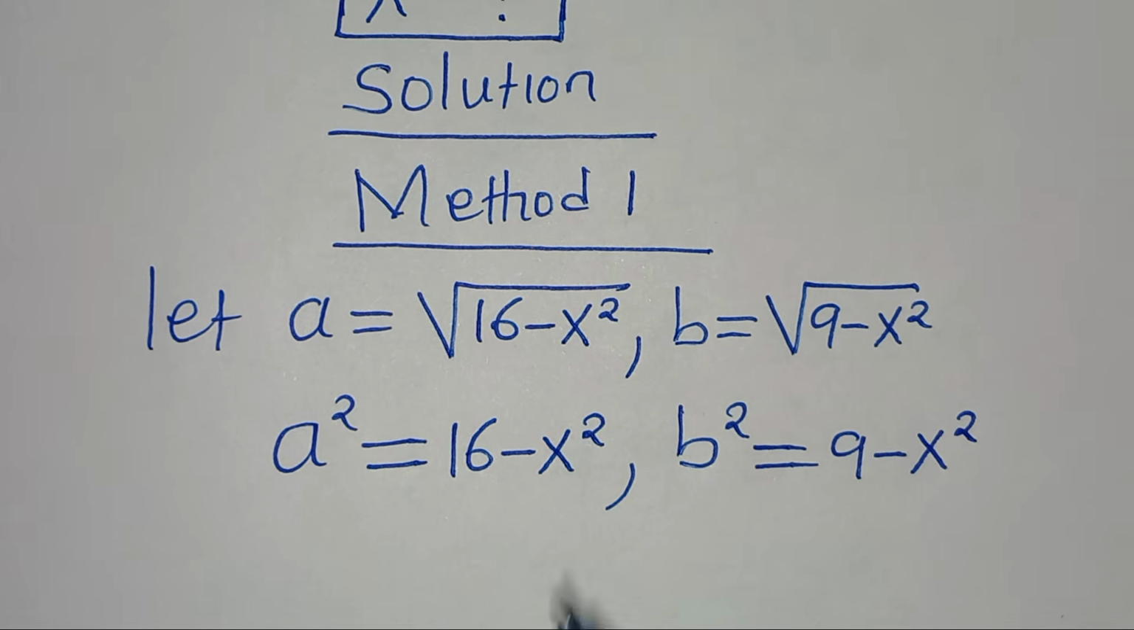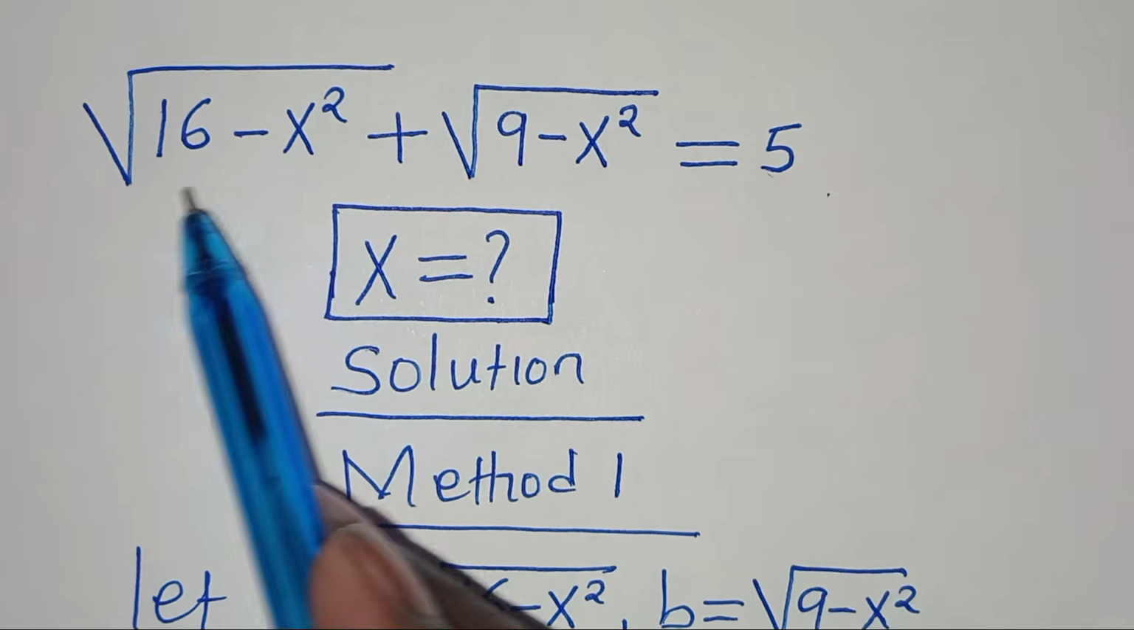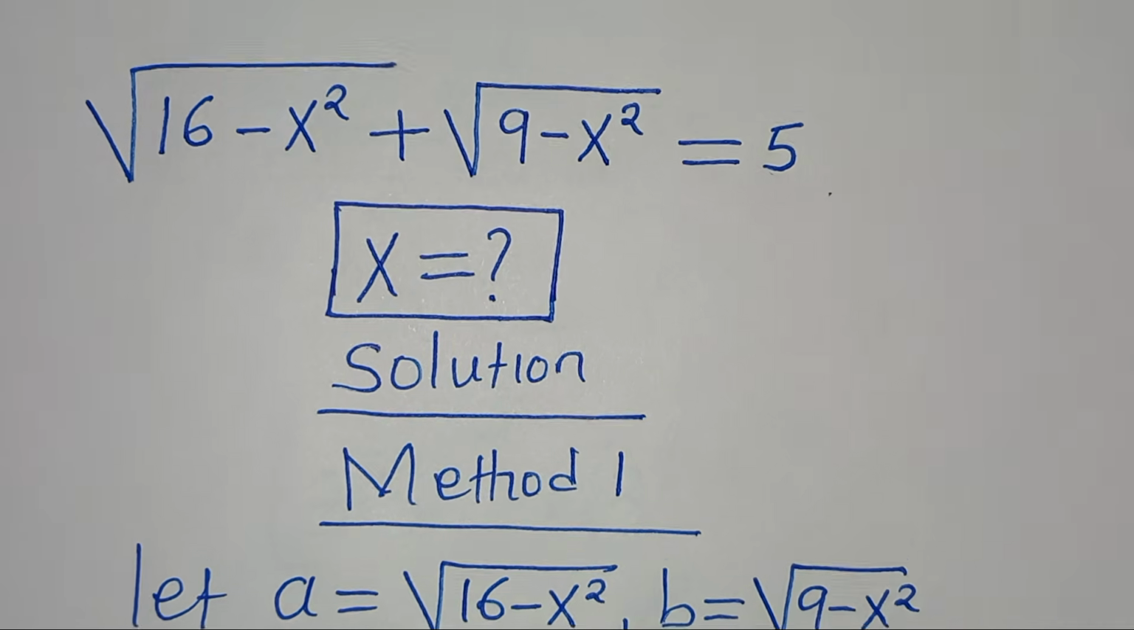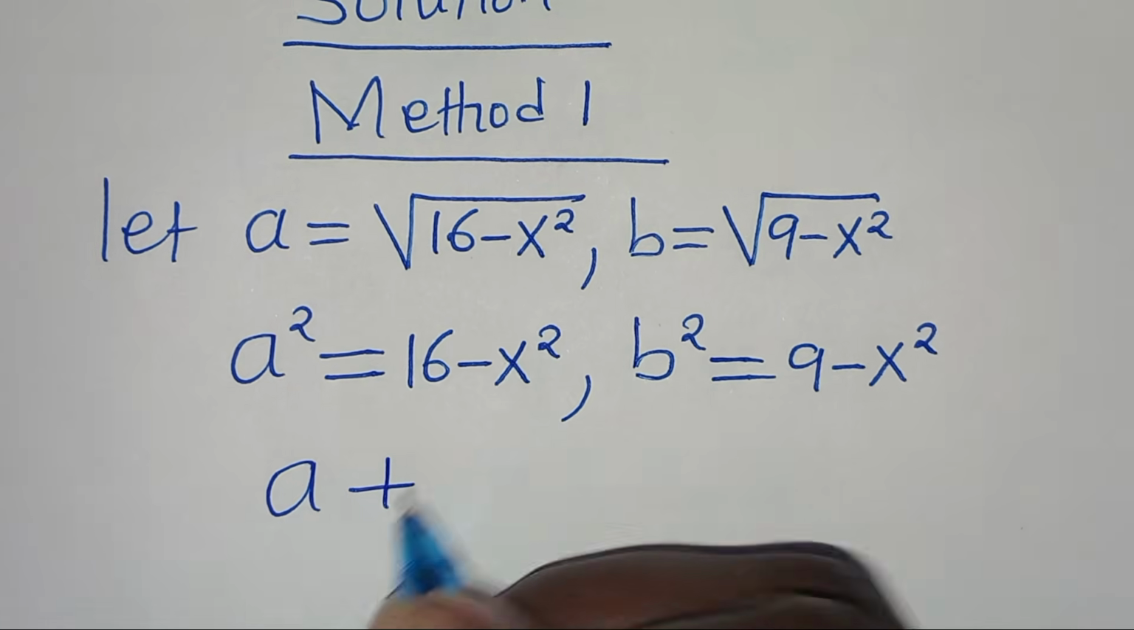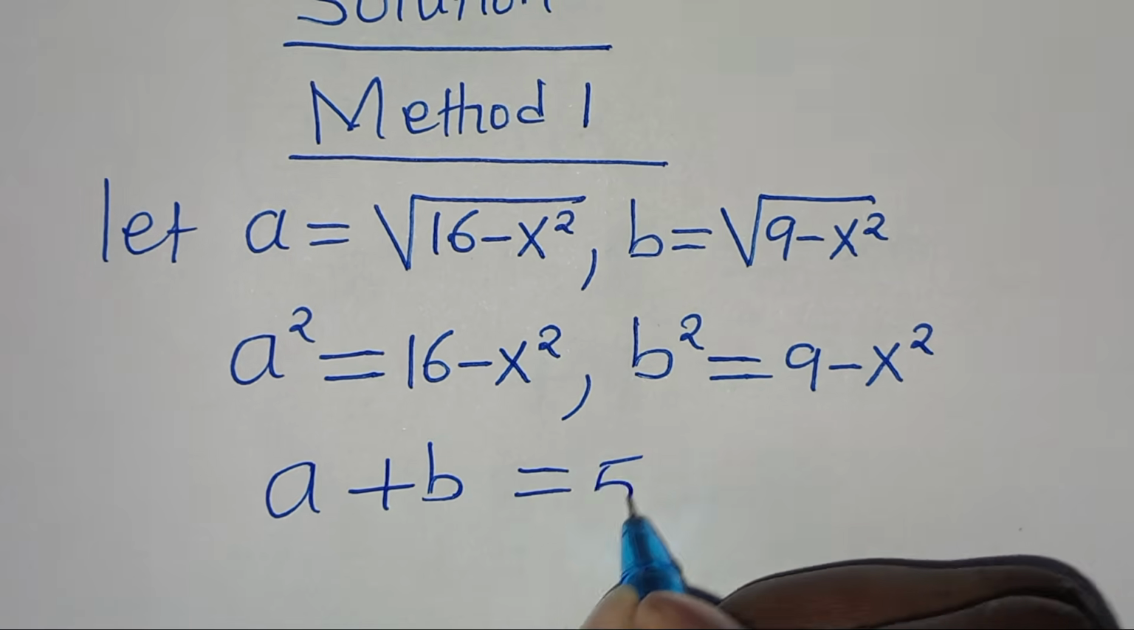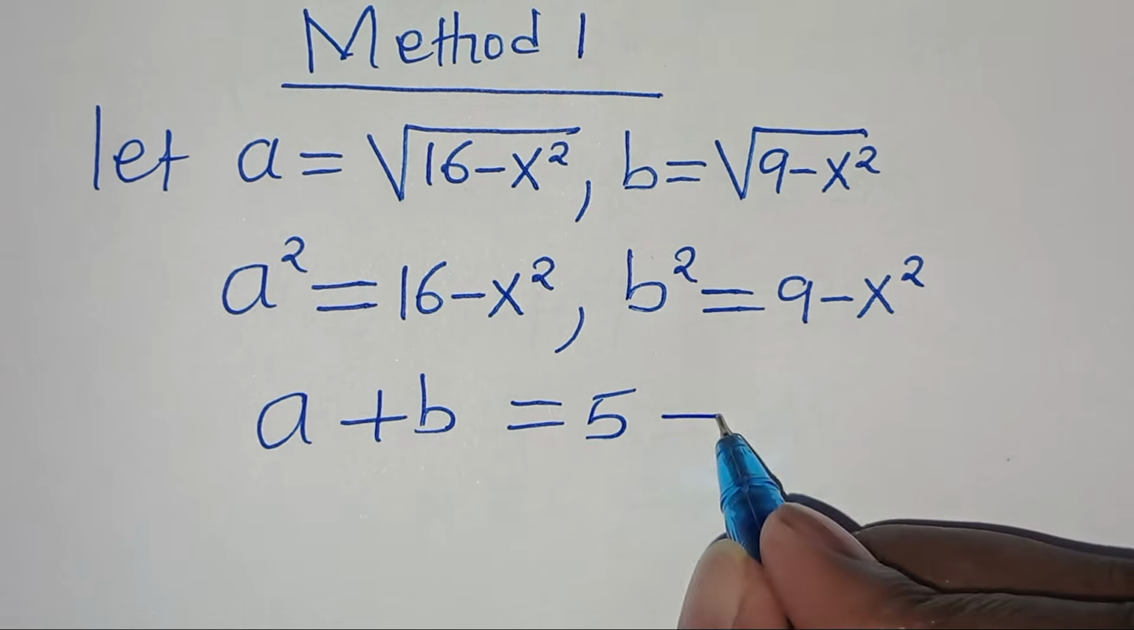Now, let's express this equation in terms of a and b. So the first equation will be a plus b equal to 5. Let's call this equation 1.